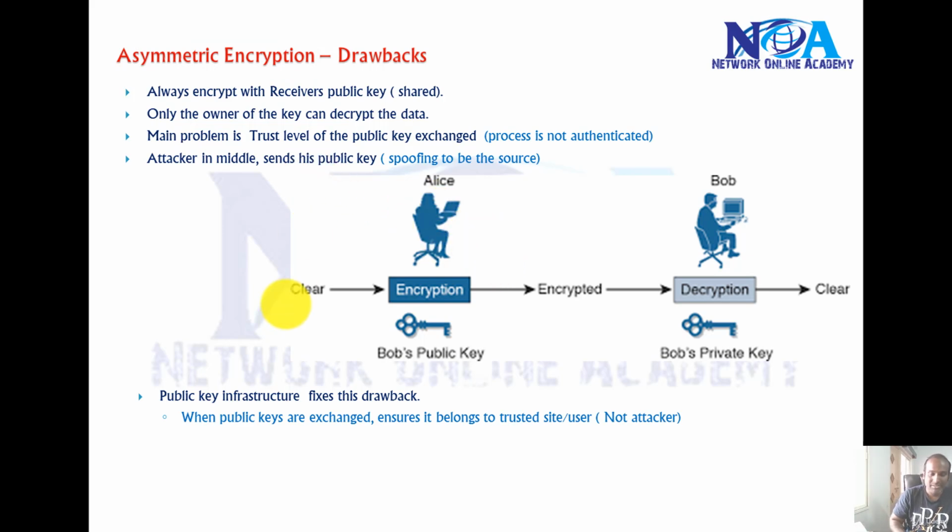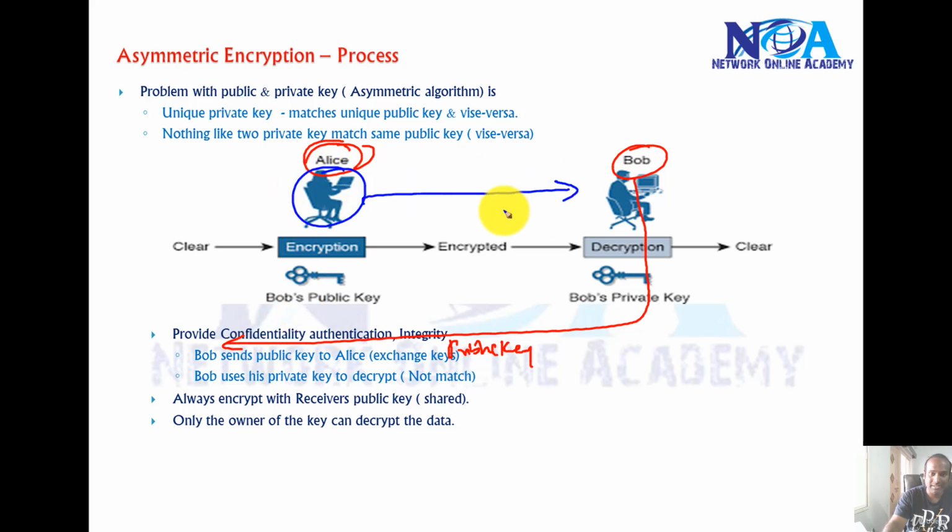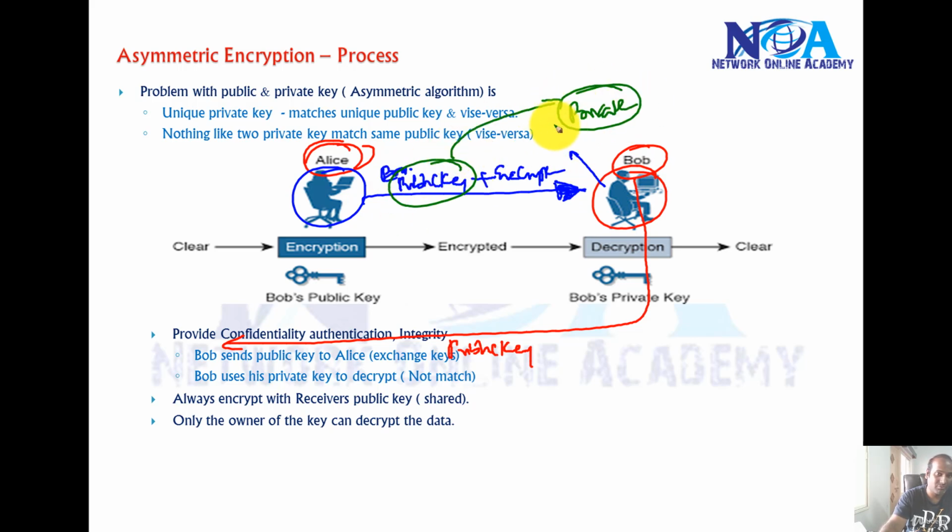So if I just quickly revise the basic process of asymmetric key, let's say Alice and Bob are trying to communicate with each other. Bob is going to exchange his public key with Alice, and when Alice is sending the information, she is going to use the public key sent by Bob, encrypt the information, and send it over the network. Bob receives the encrypted information and then uses his private key, which is the counterpart of the public key he has sent, to decrypt the information.